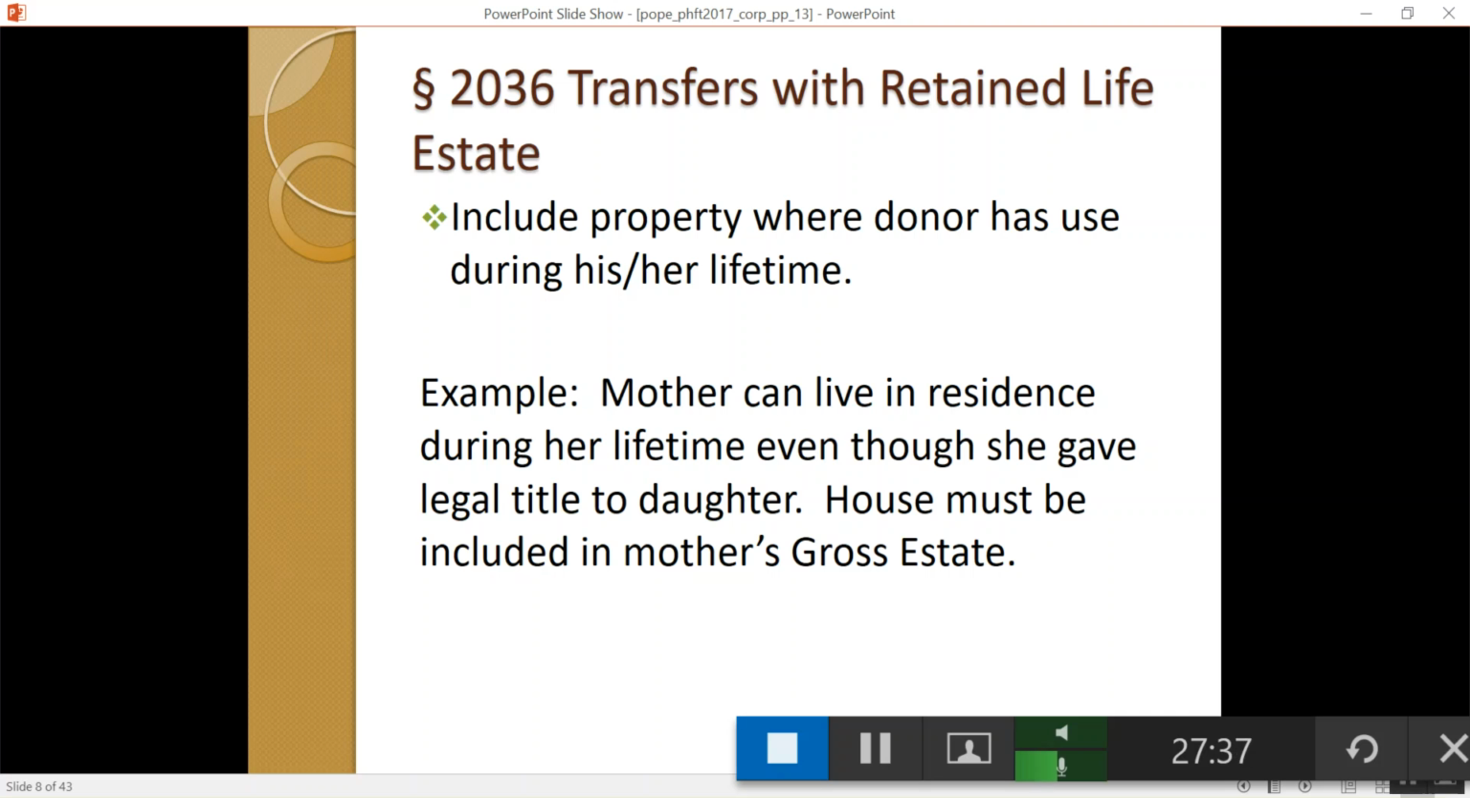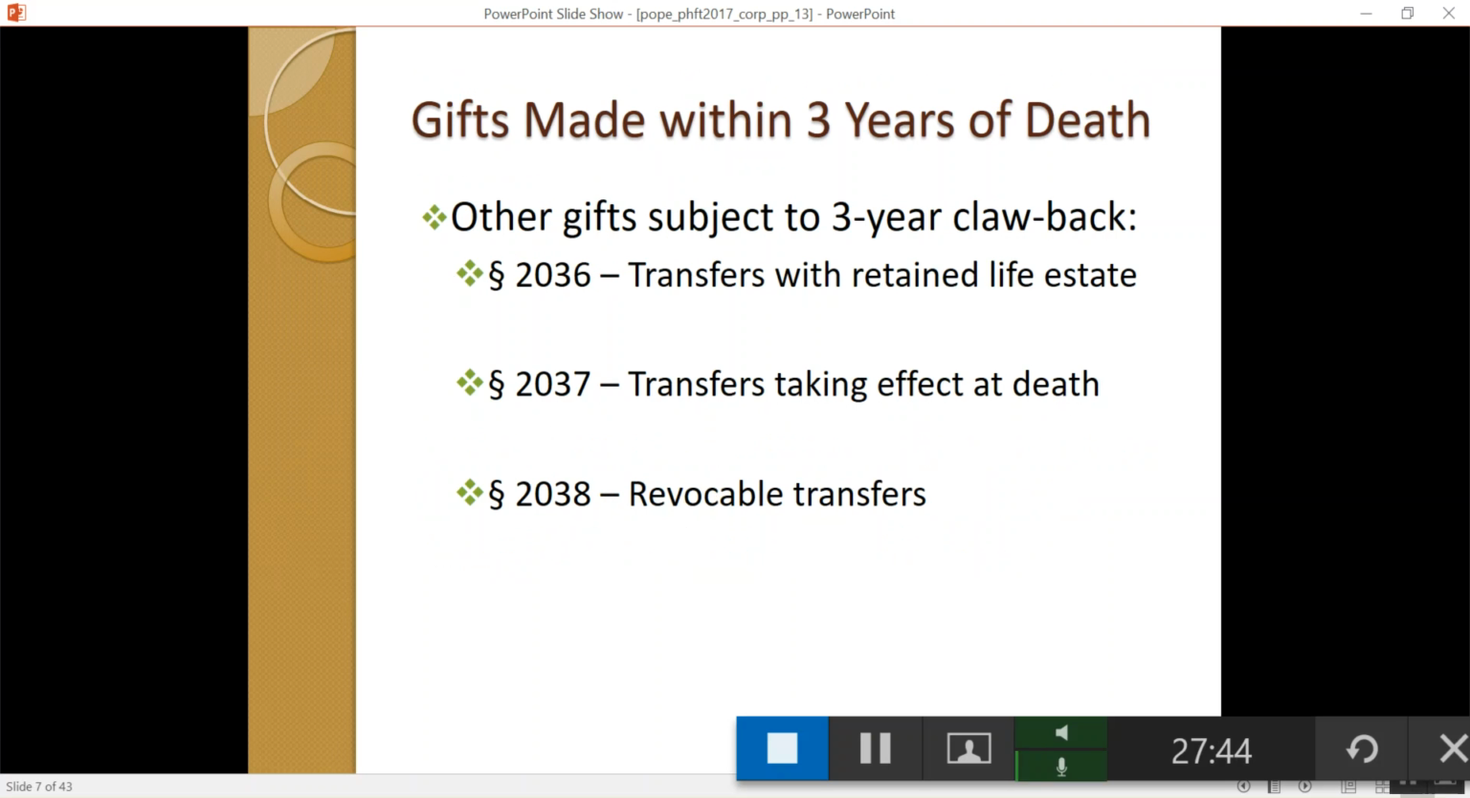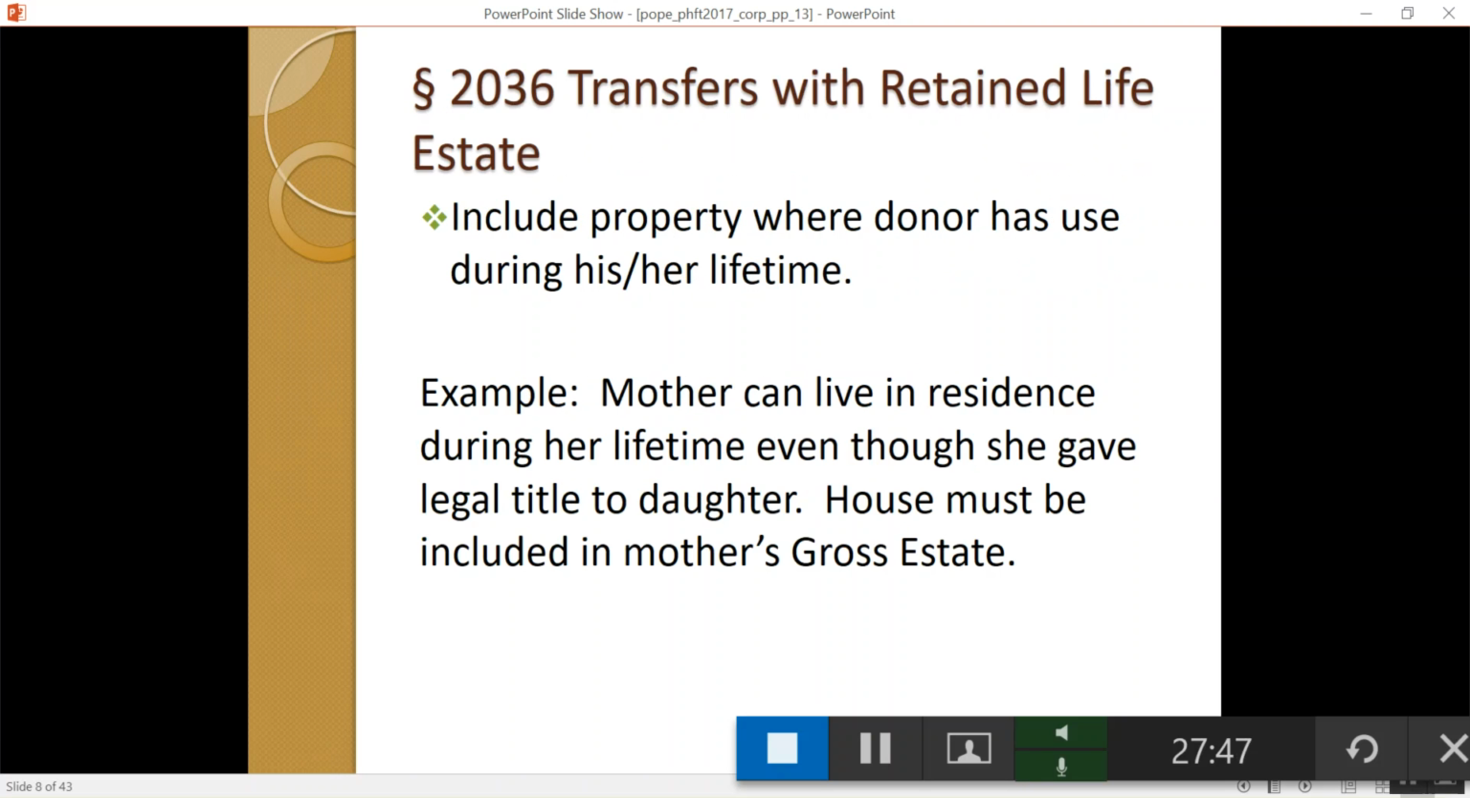Here's an example under section 2036, which is one of the 3 clawback provisions. That's where the donor has the right to use of the property during his or her lifetime. The example is the mother can live in a house during her lifetime, even though she gave legal title to her daughter. So in that case, the house has to be included in the mother's gross estate.